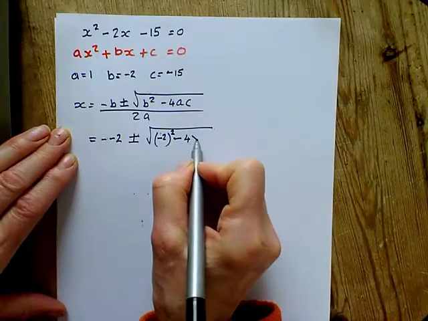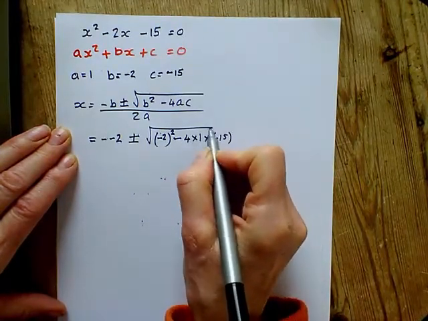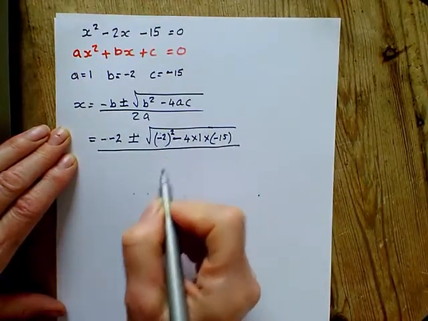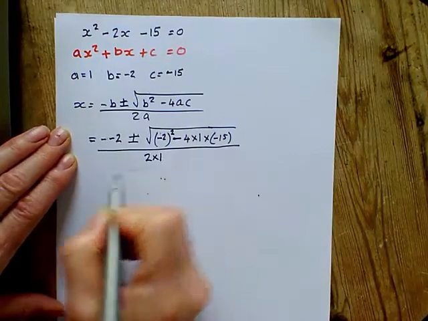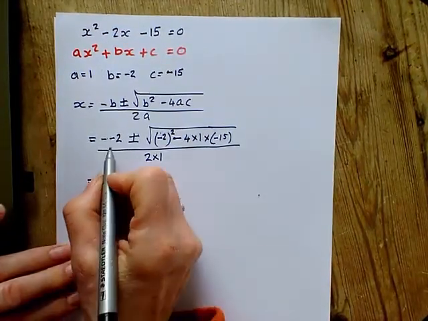Minus 4 times 1 times minus 15. See, I'm putting it in brackets because of that sign. That's the proper way of writing it. 2 times 1 on the bottom because it's 2a. Right, so we've got a little bit of cleaning up to do now.